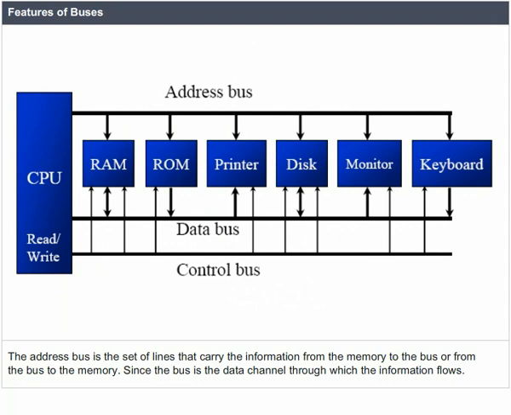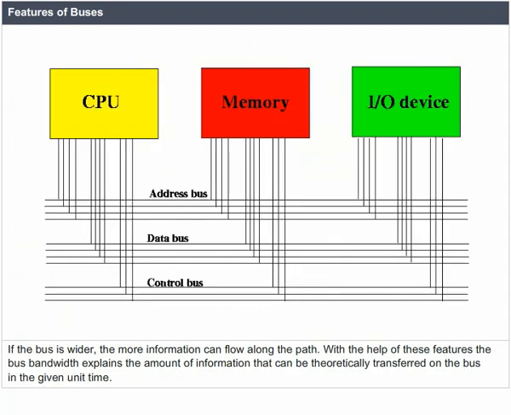Since the bus is the data channel through which the information flows, if the bus is wider, more information can flow along the path. With the help of these features, the bus bandwidth explains the amount of information that can be theoretically transferred on the bus in the given time.